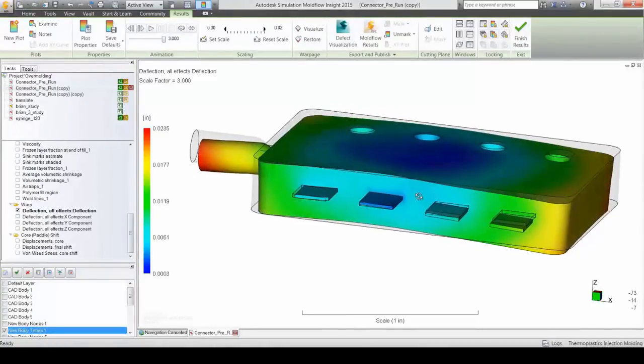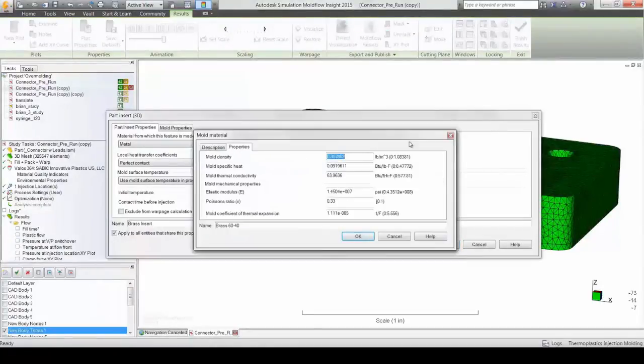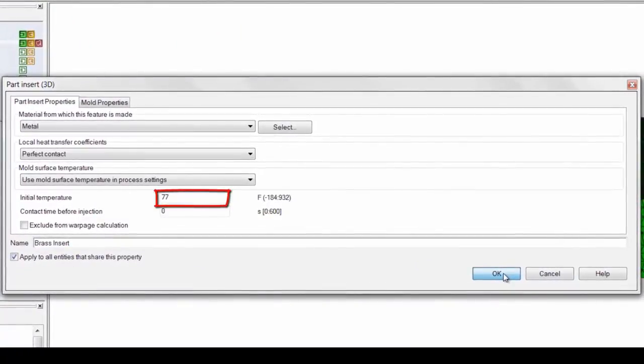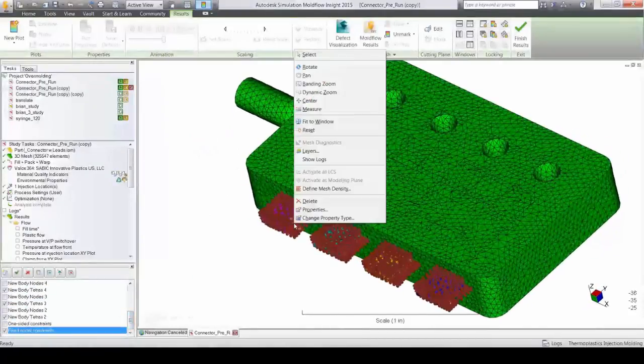Realistic simulation requires realistic inputs: boundary conditions like thermophysical material property data, initial temperature before the component is loaded into the mold, how long the component will heat soak or sit in the mold before the process begins, and finally constraints, how the component is actually held in place during the process.